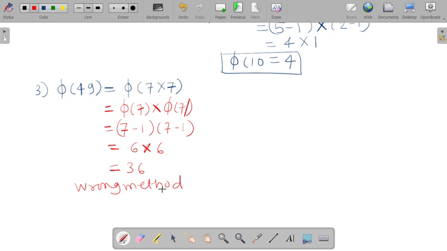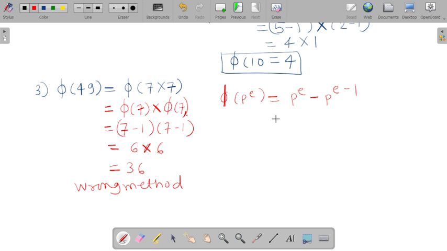If you are solving the example like this, then this is the wrong method. So which method do you have to follow? That is different. I have already written the formula: phi of p raised to e is nothing but p raised to e minus p raised to e minus 1.